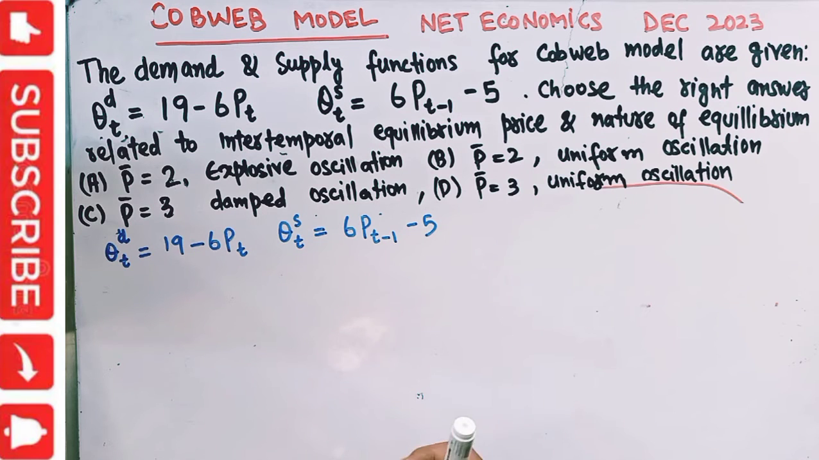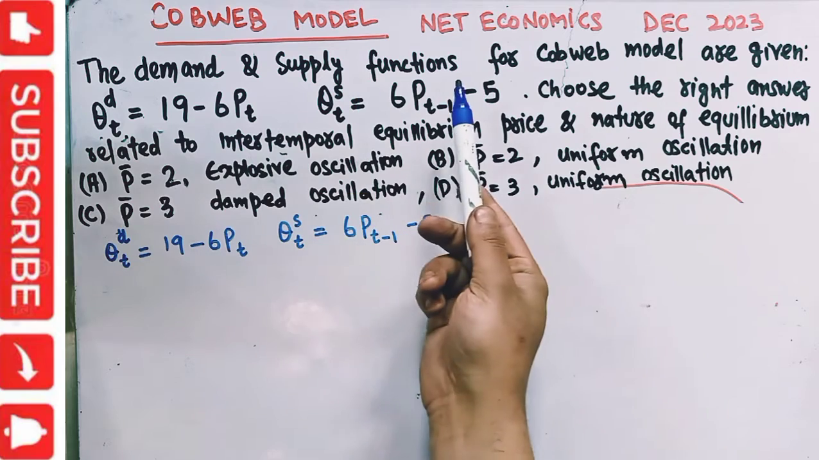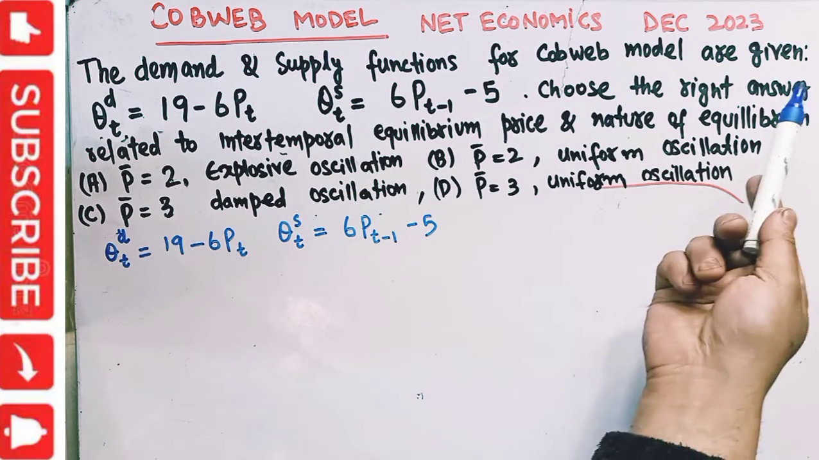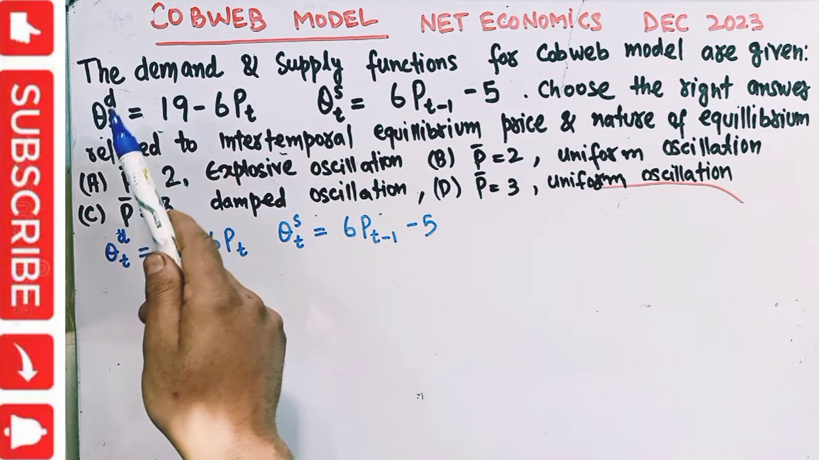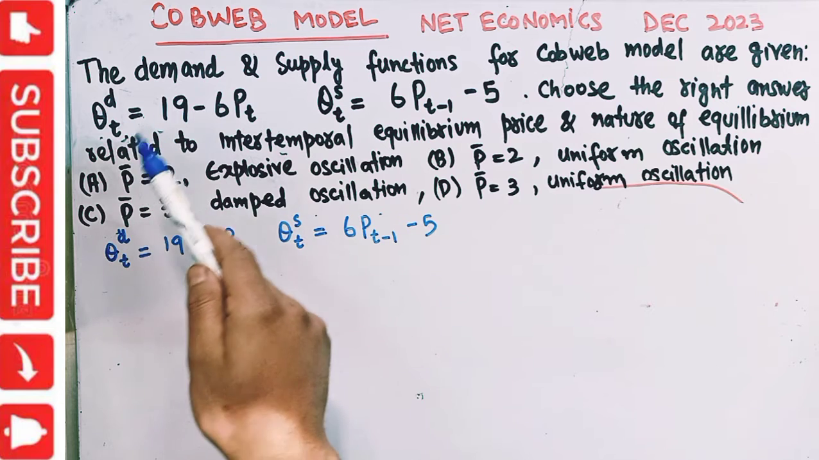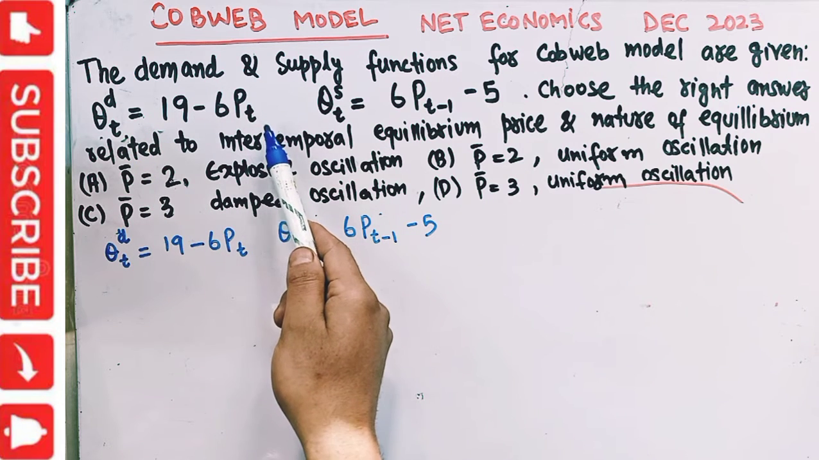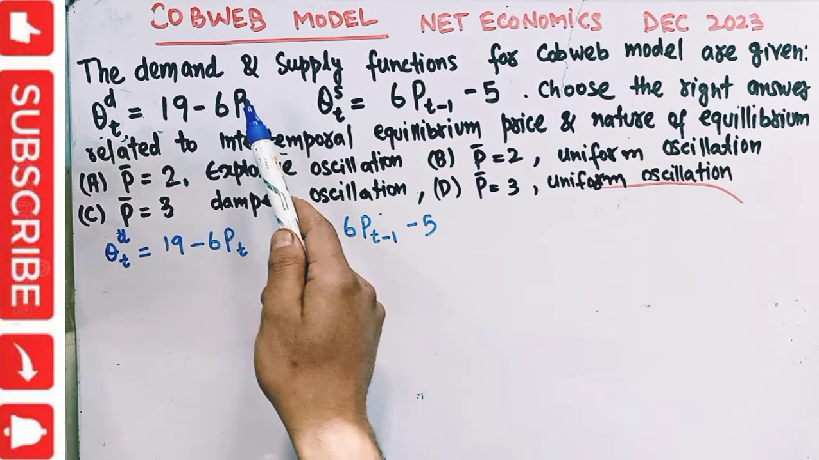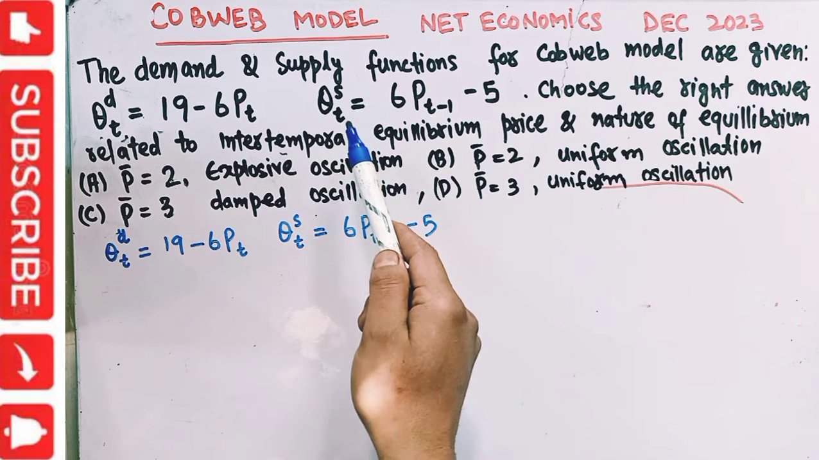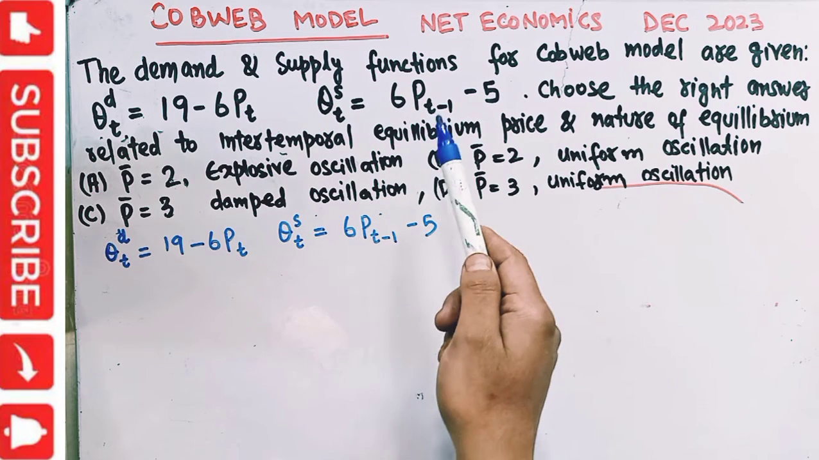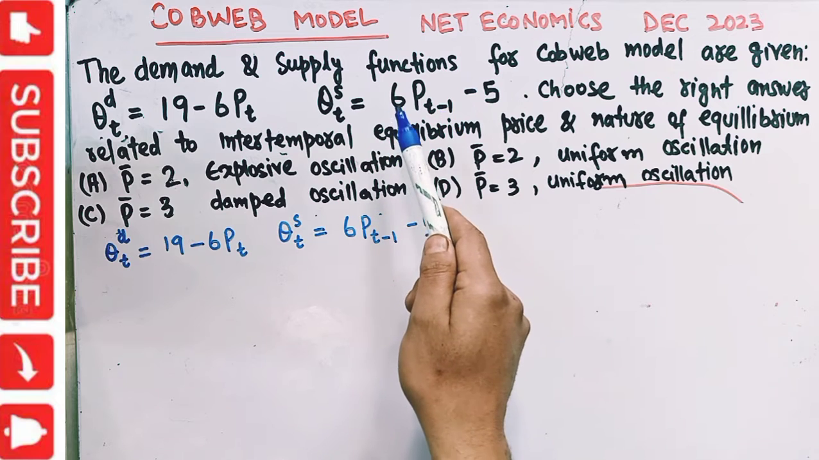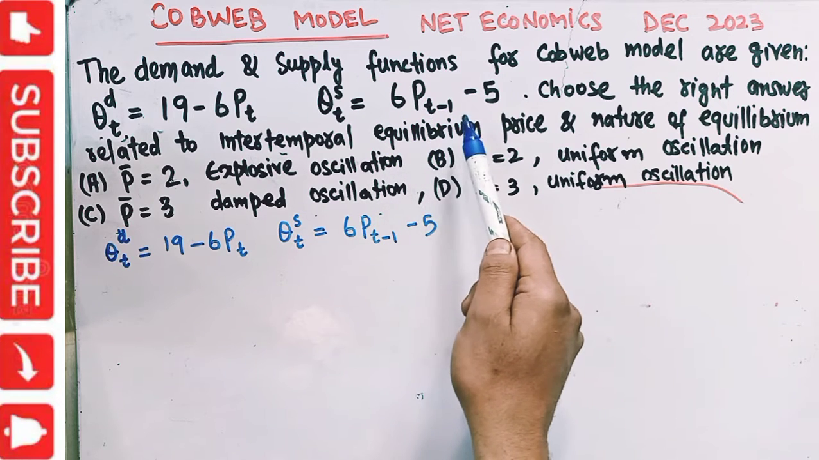In this video, we will solve a question on the Cobweb model. The question is: the demand and supply functions for the Cobweb model are given as quantity demanded at time period t is a function of the price prevailing in the period t, which is equal to 19 minus 6pt, and quantity supplied in the time period t is a function of the price prevailing in the earlier period, that is 6p subscript t minus 1 minus 5.